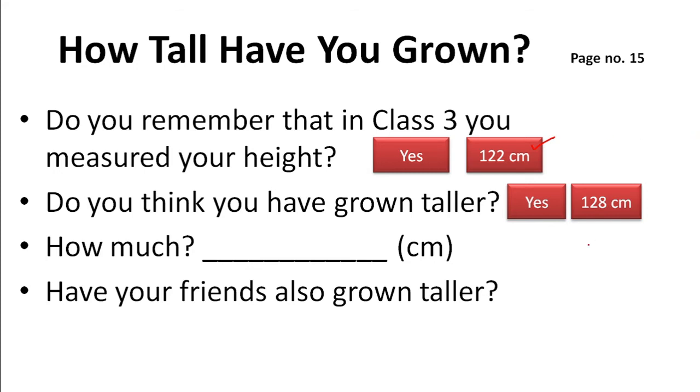Okay, so in fourth class, you are 128 centimeter. In third class, you were 122 centimeter. So, we will subtract. 8 minus 2, 6. 2 minus 2, 0. 1 minus 1, 0. So, it is 6 centimeter. So, you have grown up 6 centimeter. Okay, so your answer can be changed. You put your height here if you know, then you can subtract and get how much you have grown up in 1 year.